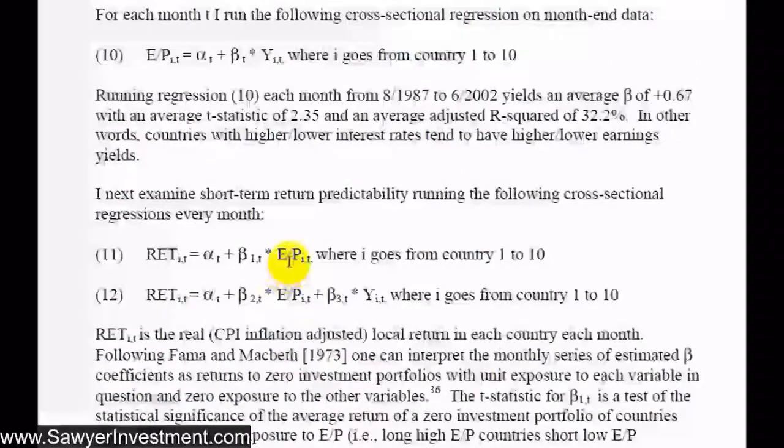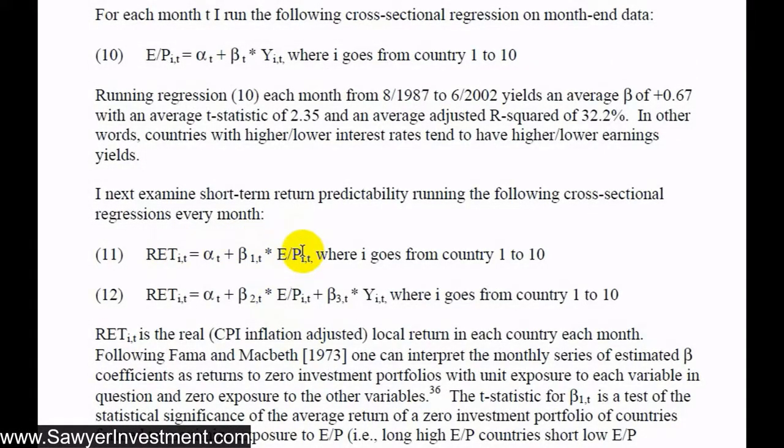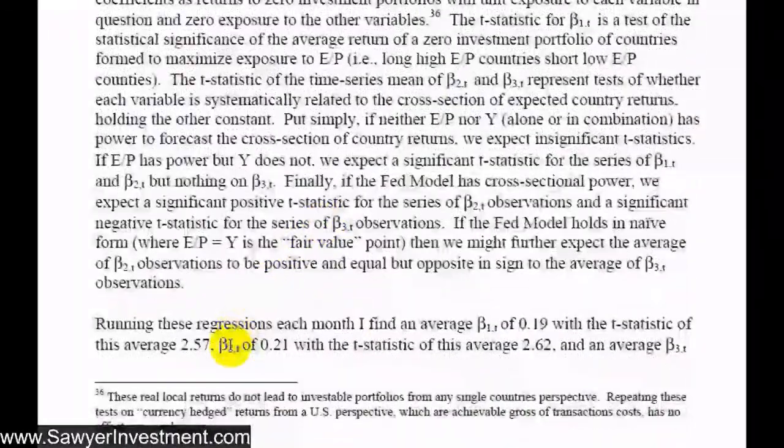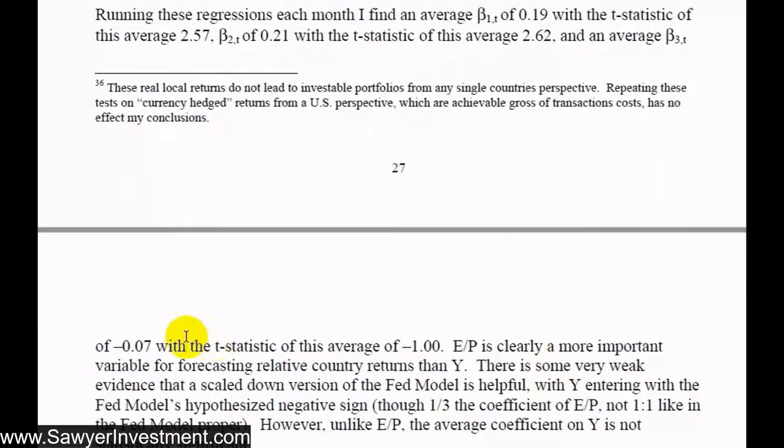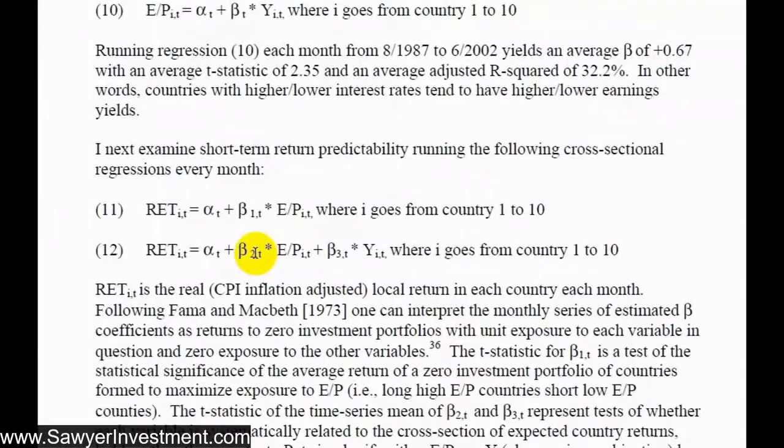And so the way that it comes out is B1 turns out to be 0.19 with a 2.57 t-statistic. So we see here that the earnings yield significantly explains the returns, with a higher earnings yield at purchase yielding a higher return. And so in the B2, we get a 0.21 with a 2.62 t-statistic, and B3 comes to a negative 0.07 coefficient, with a negative 1 t-statistic, which is very insignificant. So what we found is that the coefficient on the earnings yield is significantly positive, and the coefficient on the 10-year Treasury yield is insignificant, so basically zero.